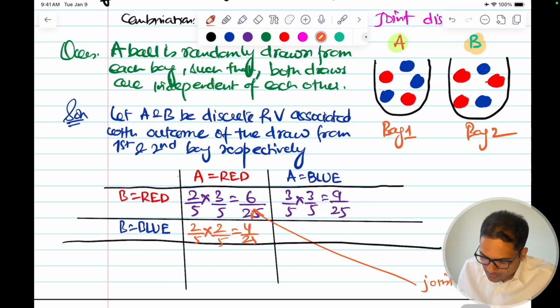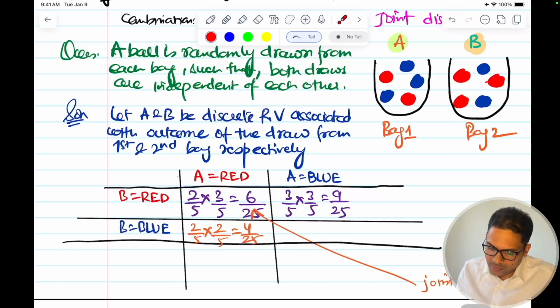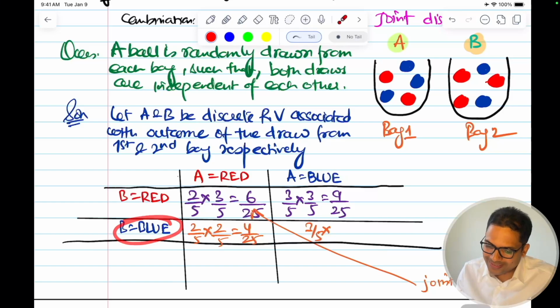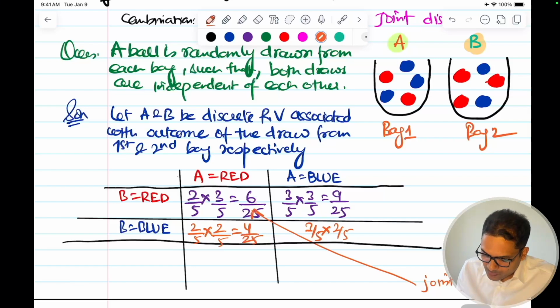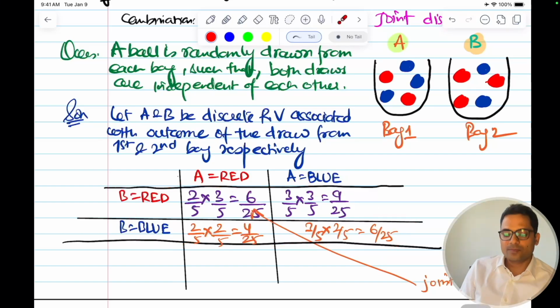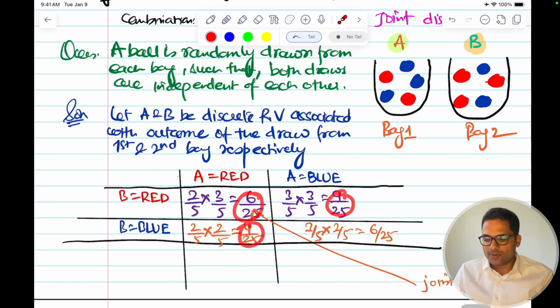That is equal to 4 by 25. Okay. And then let's say from here, now we have blue in first row. So that is again 3 by 5, 3 by 5 into a blue in the second row. So here it will be 2 by 5. So this is equal to 6 by 25. So these 4 values are my joint distributions: 6 by 25, 9 by 25, 4 by 25, 6 by 25.